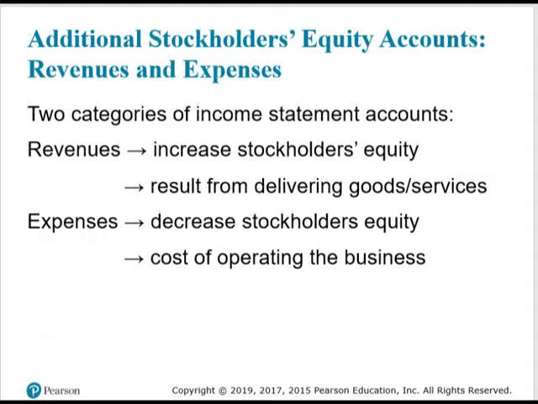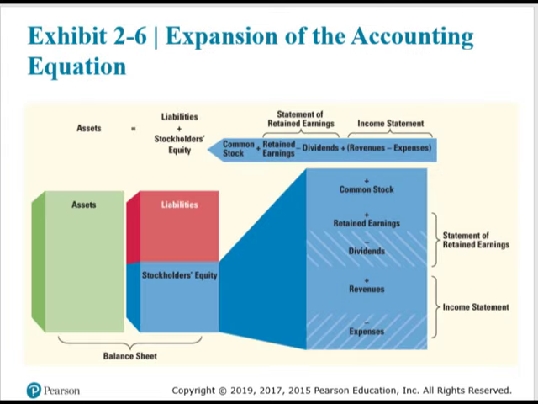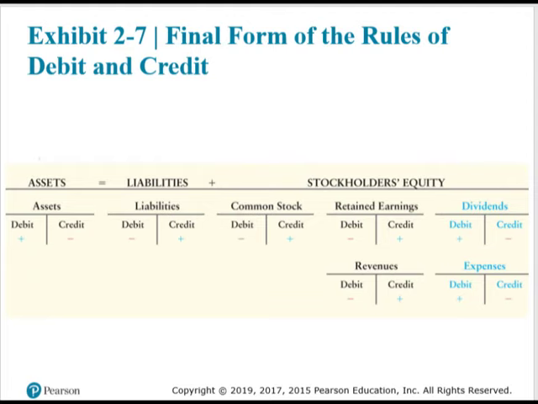The stockholders' equity section of the equation is a little trickier than the other two sections. Revenues increase equity, while expenses decrease equity. This shows the expanded equation, listing the types of accounts and their links to the financial statements. And finally, the expanded equation with the rules for debits and credits.